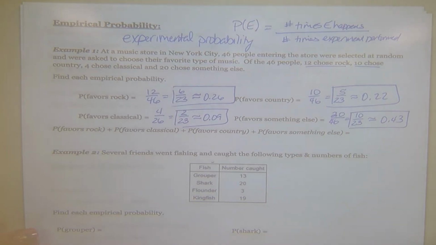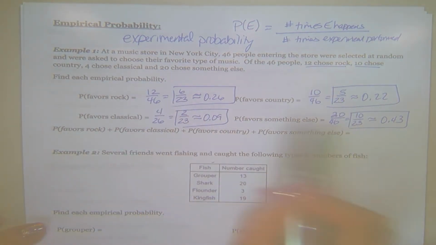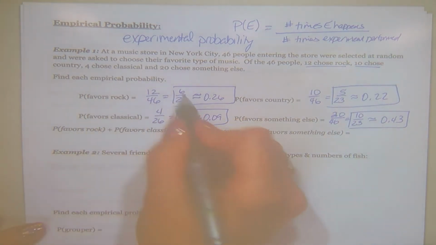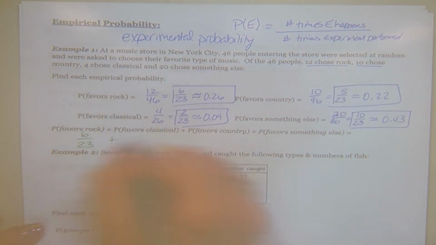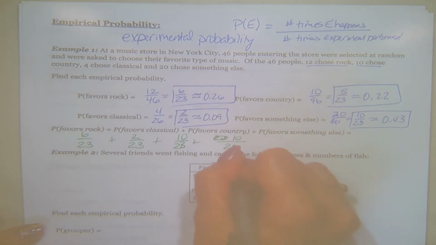Okay, so we got our probabilities for each type of music, and then it tells you to add up those 4 probabilities. When we add those up, I am not going to use my approximate values that I rounded off because those aren't exact. I'm going to use fractions with common denominators. I can use either the denominator of 46 or the denominator of 23 because that's a common denominator. So the probability that they favored rock is 6 out of 23. Favored classical was 2 out of 23. Favored country is 10 out of 23, and favors something else is 10 out of 23.